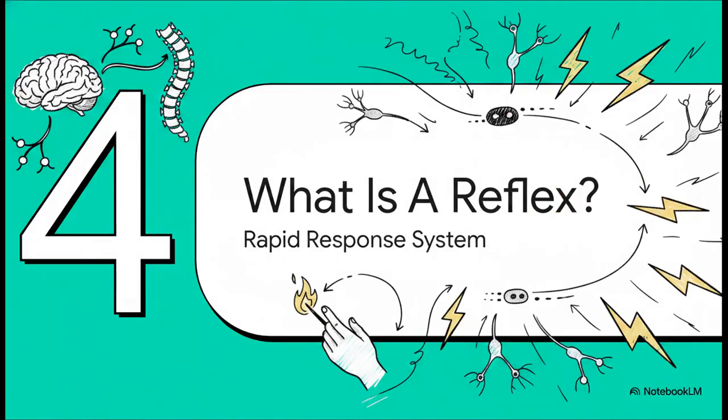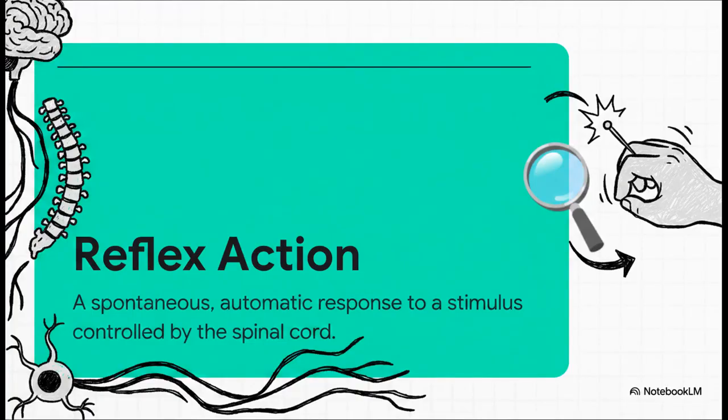All right, part 4. What exactly is a reflex? So now that we've got the hardware down, let's unpause that hot pan scenario and look at our rapid response system in action. Listen up, because here comes a major exam prep cue. A reflex action is a spontaneous, completely automatic response to a stimulus. And the absolutely crucial part to remember, it's controlled entirely by the spinal cord, without the brain getting involved at all. It's a totally involuntary action, meaning you do it completely unknowingly, without your conscious will even stepping in.